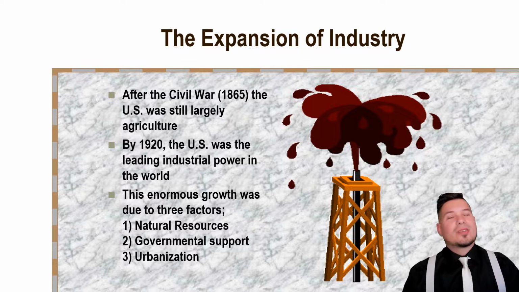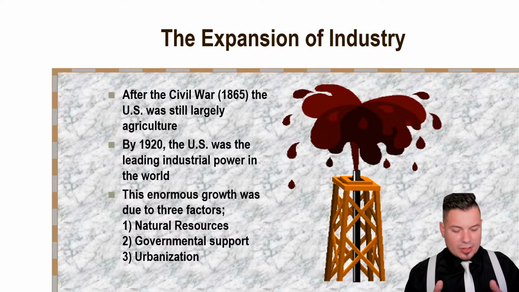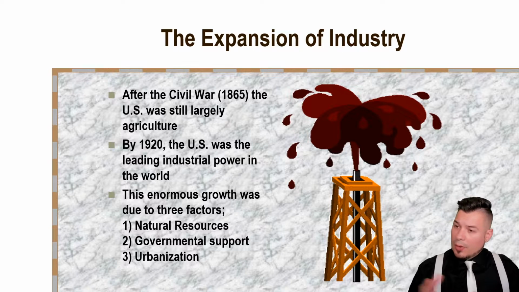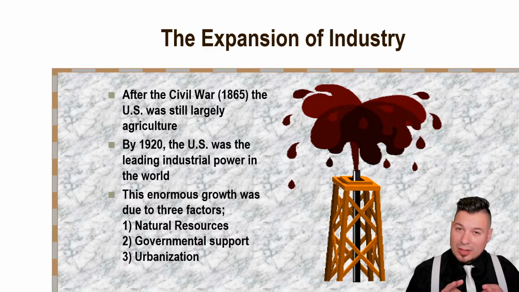First, we've got to talk about the expansion of industry during this era. Now this era is going to be primarily after the Civil War, going all the way through into the early 1900s. What we're going to see is after the Civil War, the U.S. was still largely agricultural, but that's going to change. By 1920, we're going to have the U.S. being one of the leading industrial powers in the world.